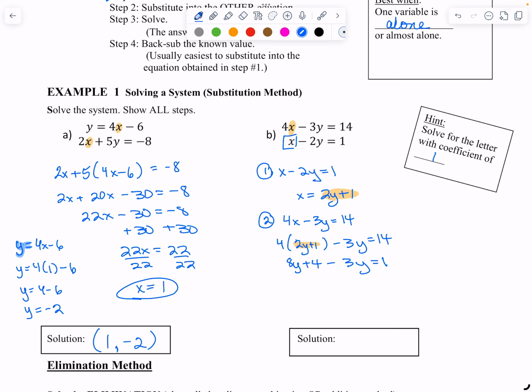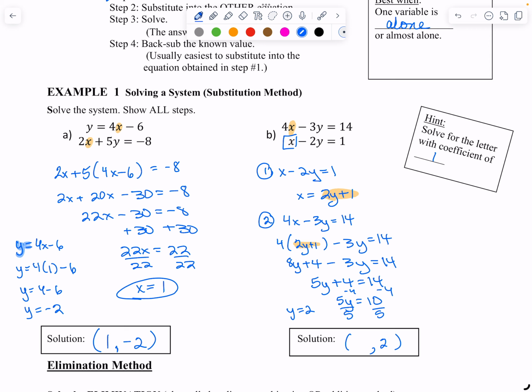So I'm going to get rid of my parentheses, combine like terms, get all the numbers on one side and all the letters on the other side. I do that just by subtracting my 4. And I'm going to divide by 5. So my y value is going to be equal to 2. So I'm going to put that in a point.